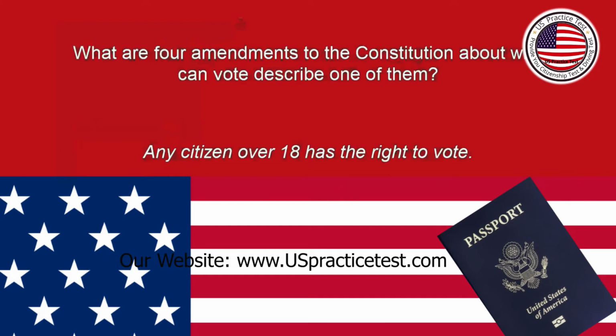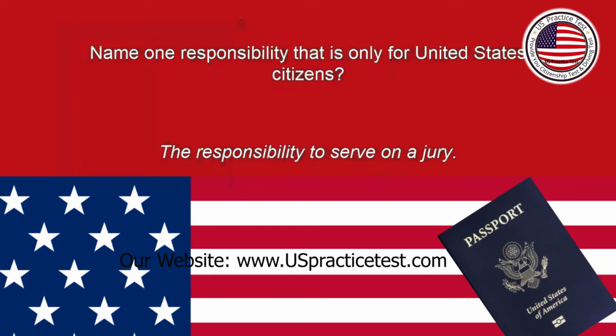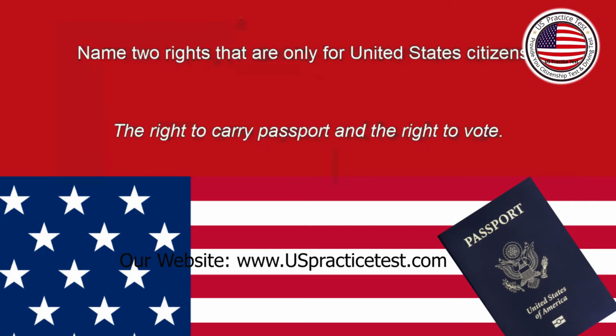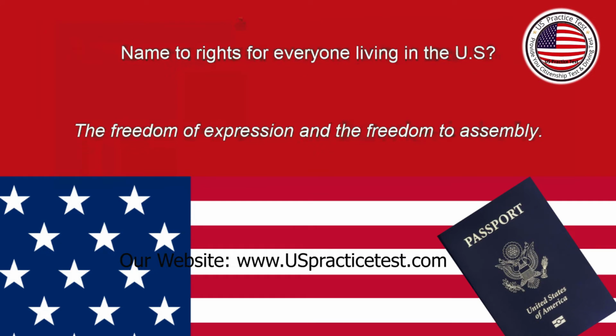What are 4 amendments to the Constitution about who can vote? Describe one of them. Any citizen over 18 has the right to vote. Name one responsibility that is only for United States citizens. The responsibility to serve on a jury. Name 2 rights that are only for United States citizens. The right to carry a passport and the right to vote. Name 2 rights for everyone living in the U.S. The freedom of expression and the freedom to assembly.